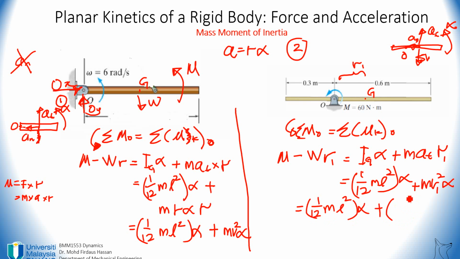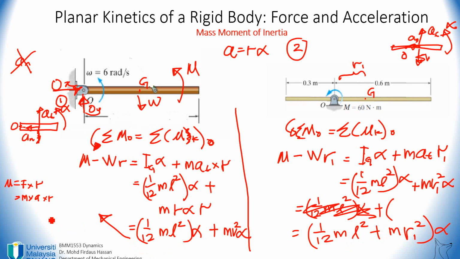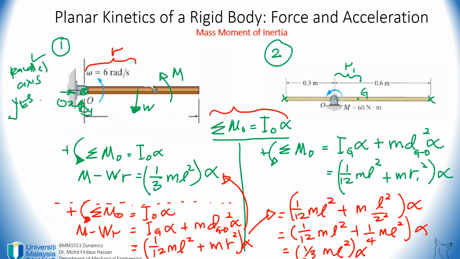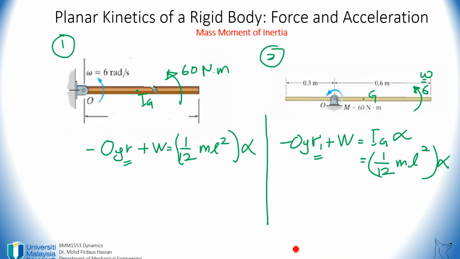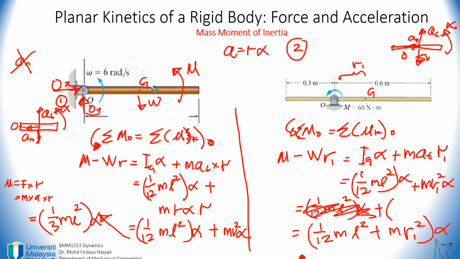So you can simplify this one. You will get 1 over 12 ml square plus m r1 square, times alpha, which simplifies to, if I'm not mistaken, 1 over 3 ml square alpha. You can see that this answer is similar to what you found before. So I think that's the explanation of how to use the summation of moment.